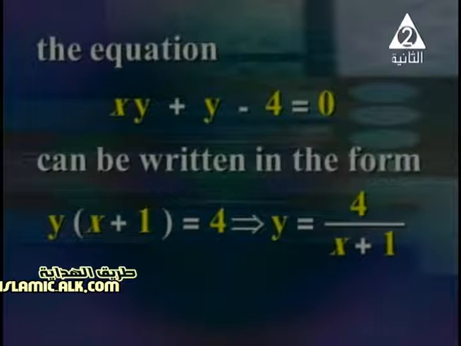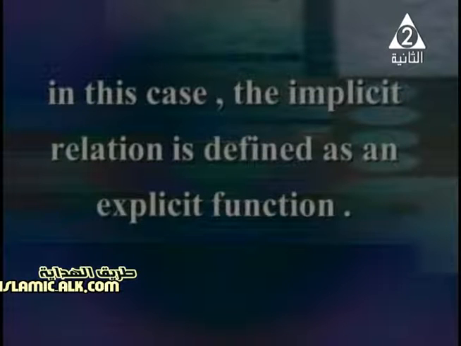y is on the left hand side and the x variable is on the right hand side. In this, x does not equal negative 1. Why? Because for 4 over x plus 1, if x equals negative 1, the function is undefined. In this case, the implicit relation is defined as an explicit function. Dear student, in this case, the implicit relation is defined as an explicit function.